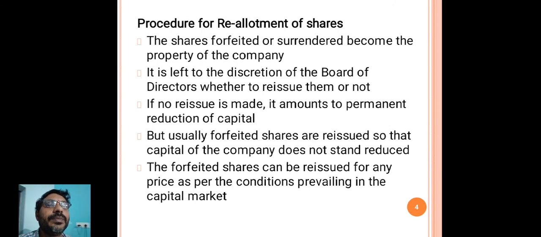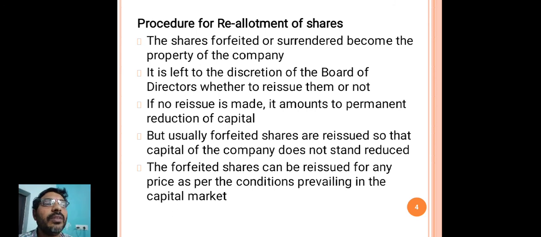Here the point we have to remember and note down is that the shares forfeited or surrendered become the property of the company. Again, those forfeited shares become company property, and it is left to the discretion of the board of directors whether to reissue them or not.